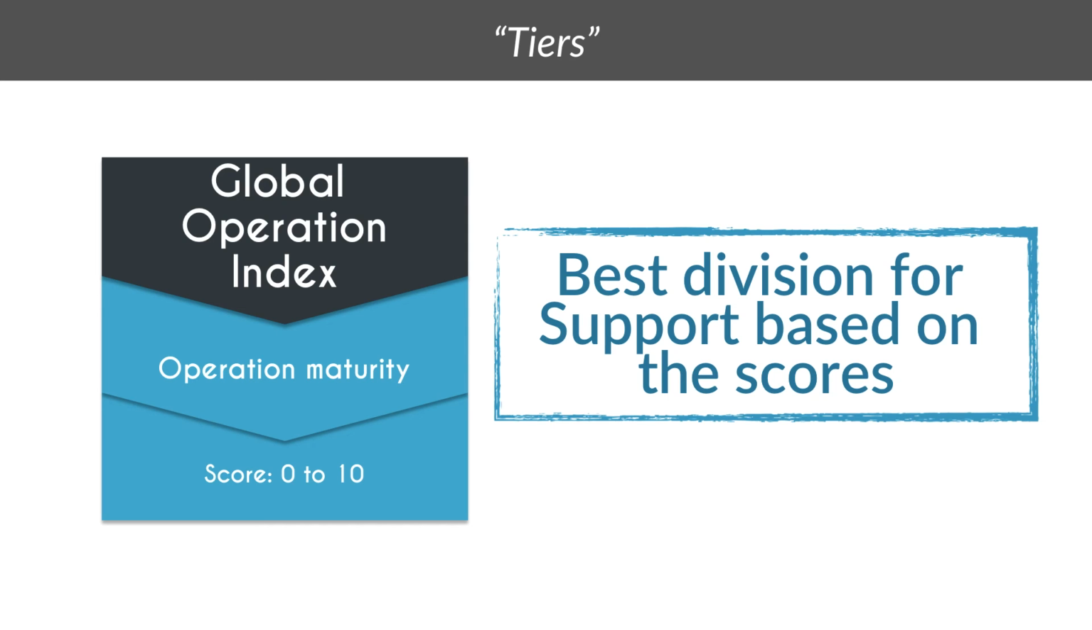So if we look at the Global Operation Index, we just created the best division for support based on the scores. So for example, in OGV, we have all 51 entities working with OGV. And we have 7 NSTs that are consultants working with these entities. So with this, I can just put 7 entities for each one of the 7 NSTs to work, and this is the best support because everyone is taking care of the same amount of entities.